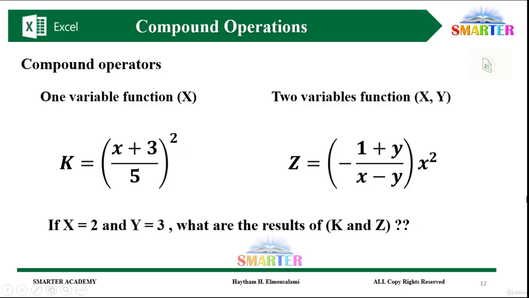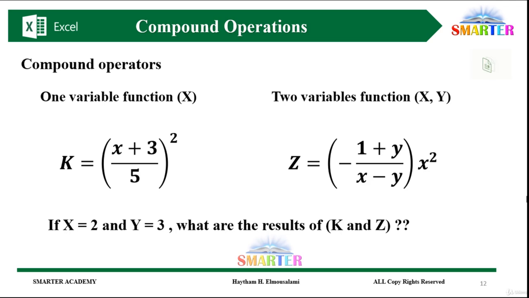Hi everyone, today we are going to learn how to write compound operations and use multiple operators to make a function. So here we have two different examples, the k formula and the z formula. The k formula is in terms of only one variable, and this variable is x. The z formula is a function of two variables, and these variables are x and y.